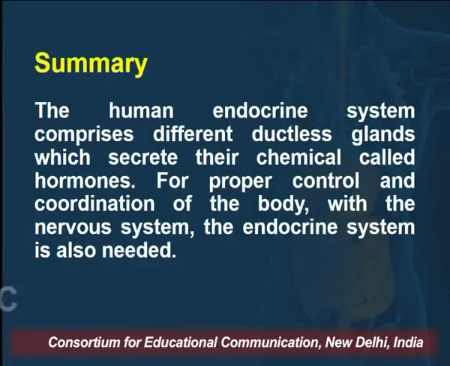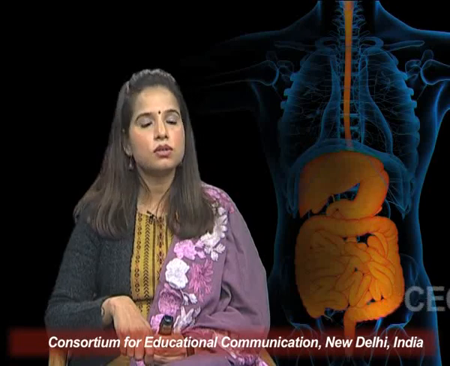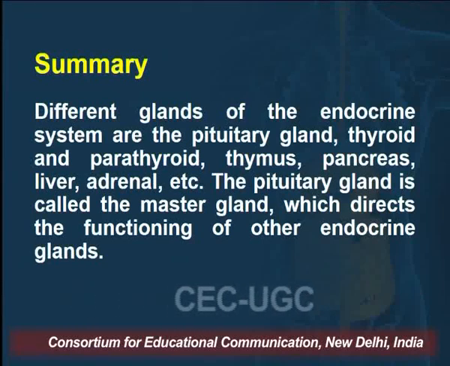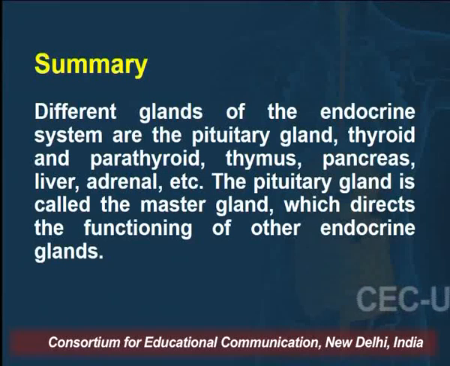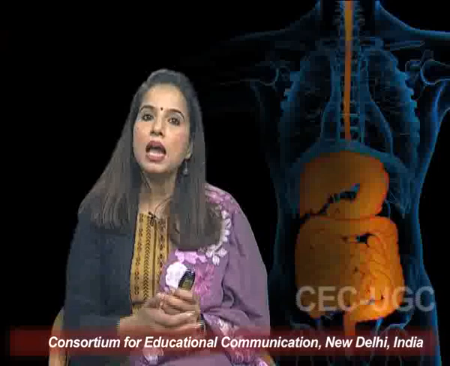The human endocrine system comprises different ductless glands which secrete chemicals called hormones. For proper control and coordination of the body, the endocrine system is also needed along with the nervous system. Different glands of the endocrine system are the pituitary gland, thyroid and parathyroid, thymus, pancreas, liver, adrenal, etc. The pituitary gland is called the master gland, which directs the functioning of the other endocrine glands. I hope you understand all the glands, their hormones and functions of the endocrine system, its related diseases and their causes, and how you can improve your endocrine system.